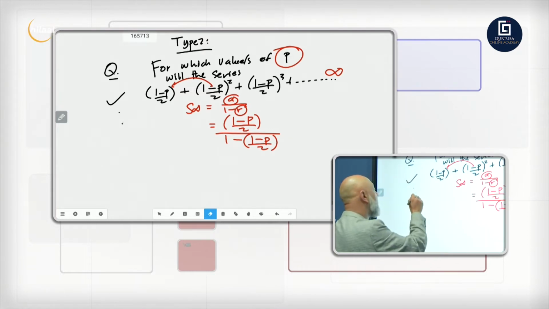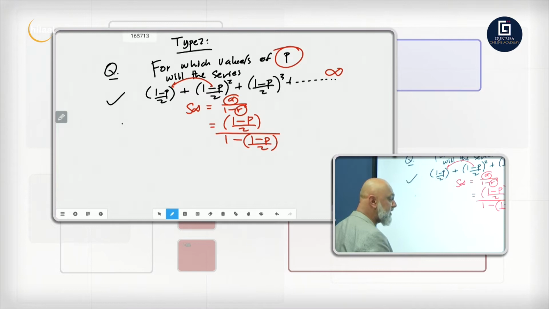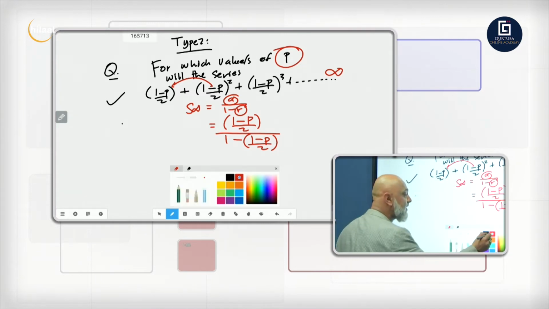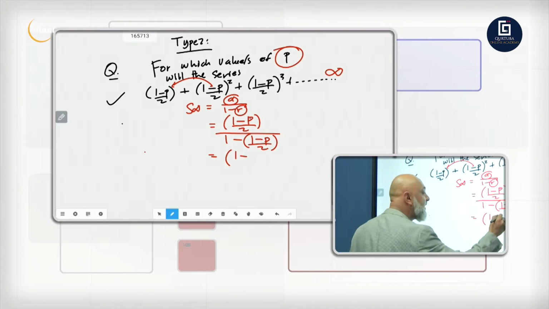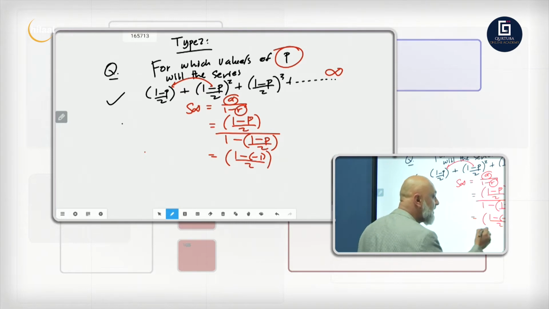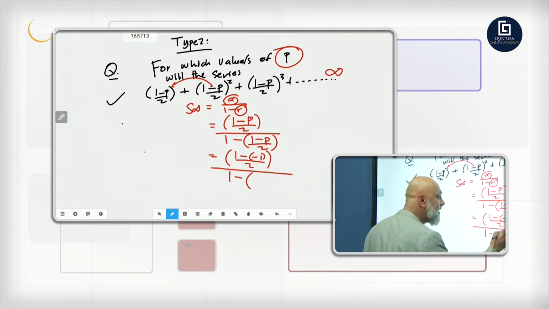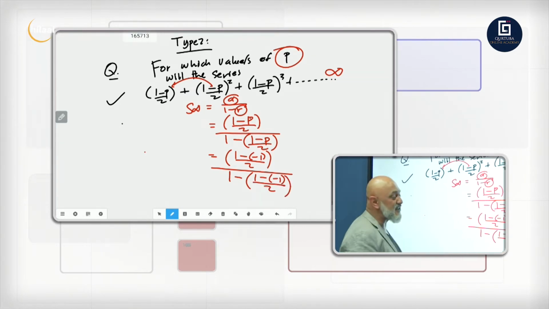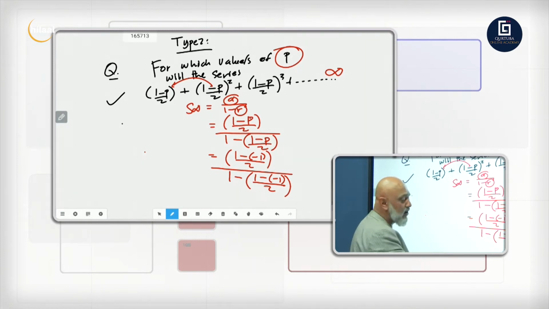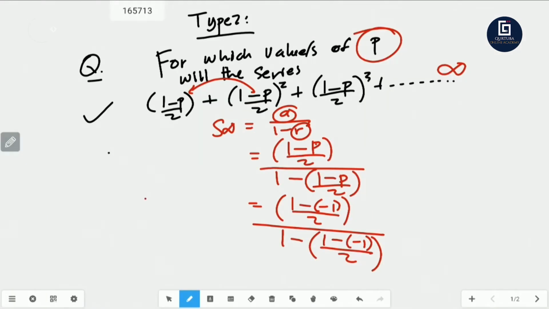So let's do it together. Substitute -1 into here. This is equal to 1 minus P, where P is -1, over 2, divided by 1 minus -1 all over 2. Now this is just algebra, guys. I know it looks a bit rough, it looks a bit complicated, but it's very simple. You can use your calculators or you can do it physically.